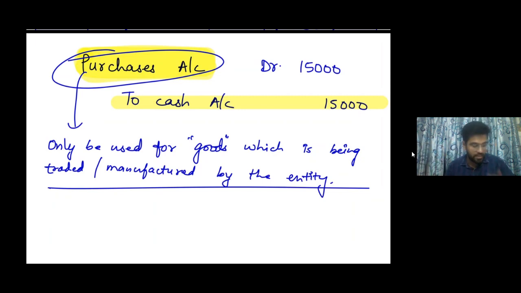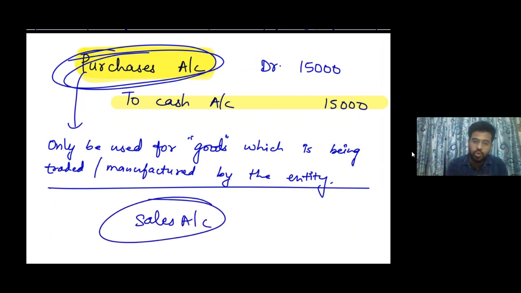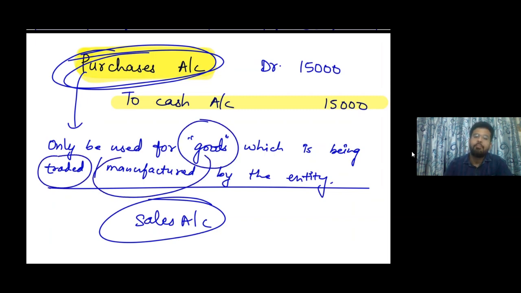So for the purchases account and the sales account, you have to use only those goods which are being traded by the entity or which are being manufactured by that entity, because that is your business. That is the main source of income for you. Your business is not to purchase and sell furniture. Whose business is that? That is the furniture shop. For the furniture shop owner, the furniture, the chairs, everything, would be the stock he is dealing in.